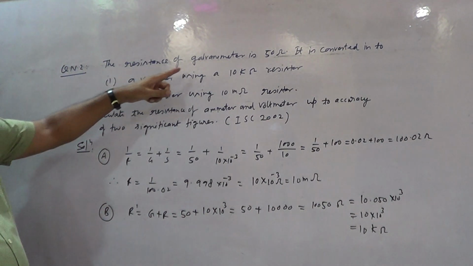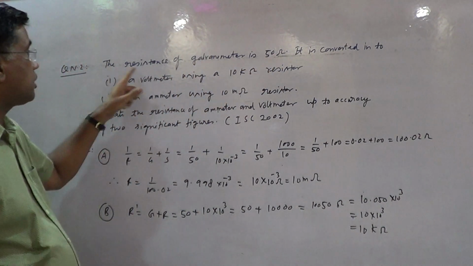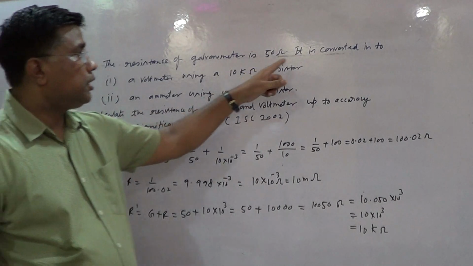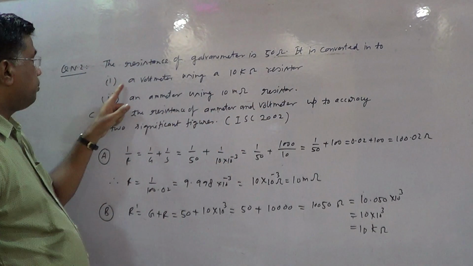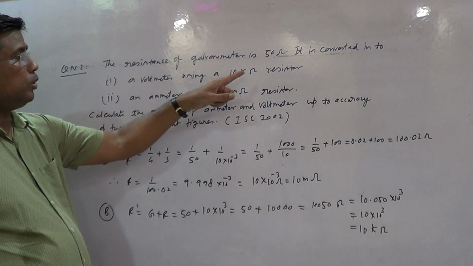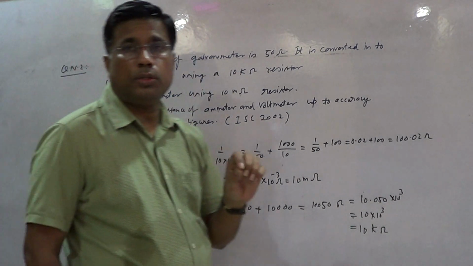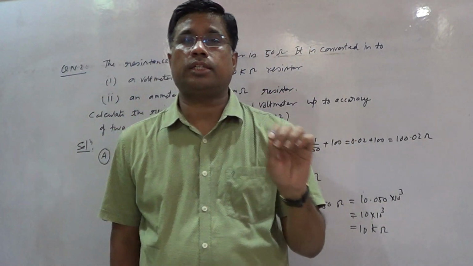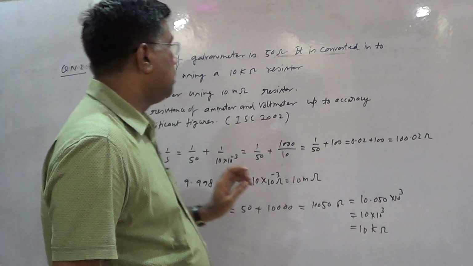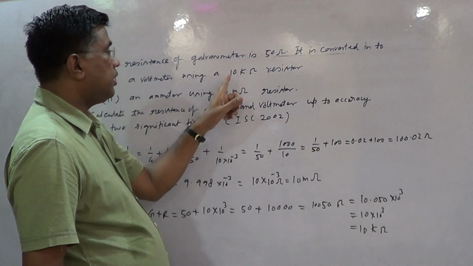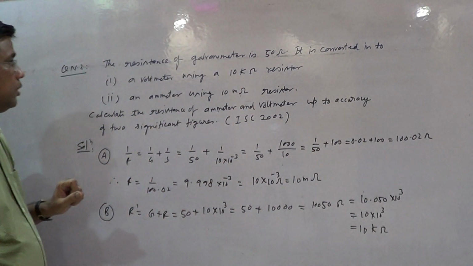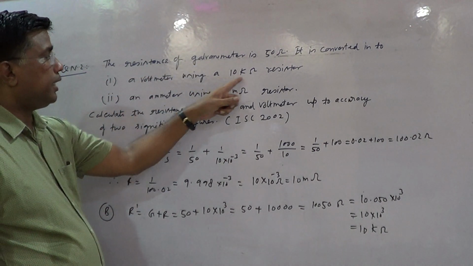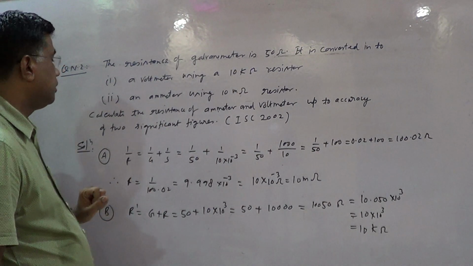The resistance of a galvanometer is 50 ohm. So the value of capital G is given. It is converted into a voltmeter using 10 kilo ohm resistance. Didn't I teach you how to convert a galvanometer into a voltmeter? A high resistance should be connected in series with the galvanometer. So the value of high resistance is given, 10 kilo ohm. To convert this galvanometer into a voltmeter, we have to add 10 kilo ohm resistance.